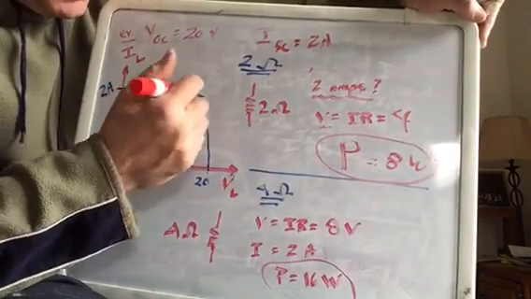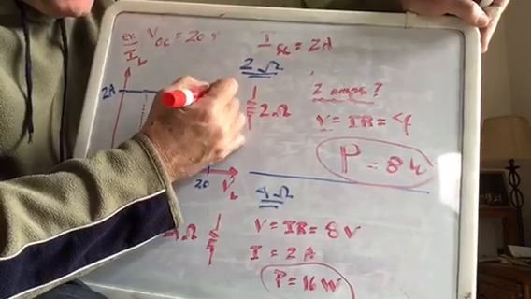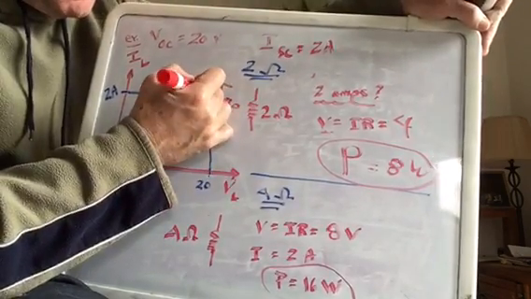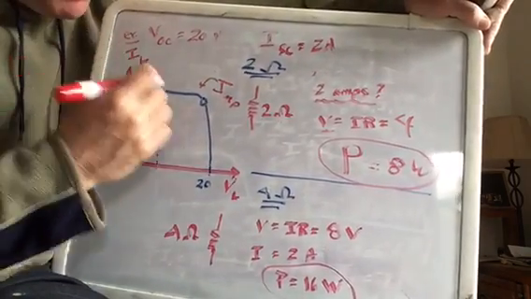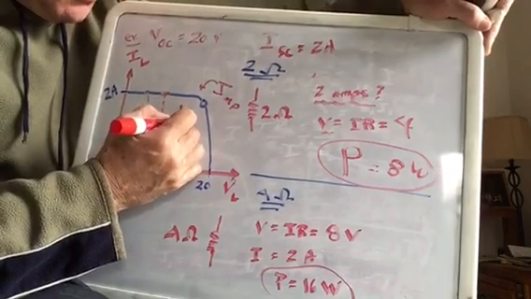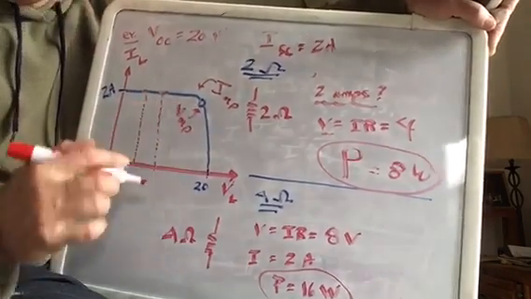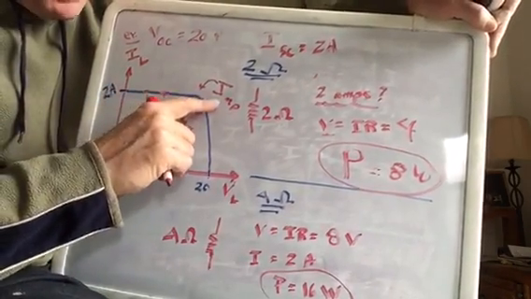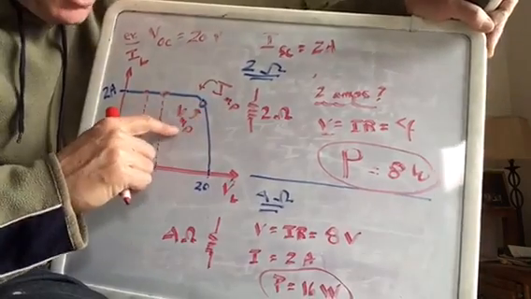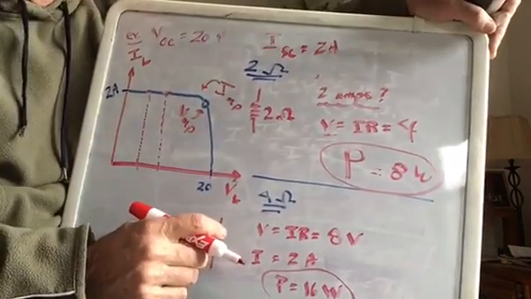So this right here is IMP, the current of the maximum power point, and this is also VMP right there. So there's a single point where you get the maximum power, and you get a current associated with the maximum power and a voltage associated with the maximum power.